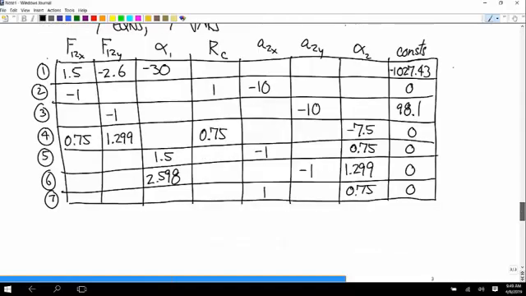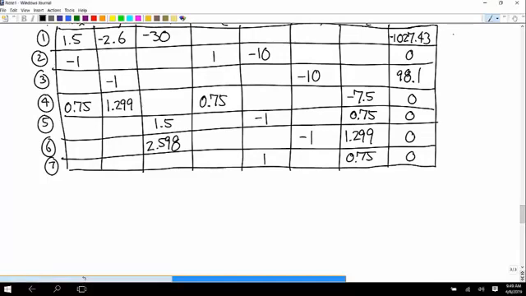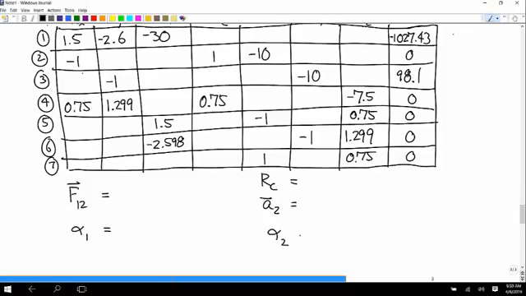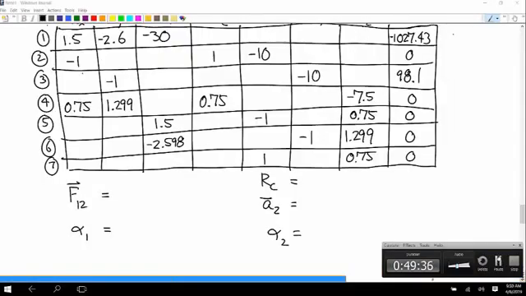Ooh, let's solve it. We still have time. So F12, okay, negative. And I'm going to allow, so we have a negative 2.6 in equation 1 and a negative 2.598 in equation 2. I'm going to allow that because it would make the chemistry professors so mad.